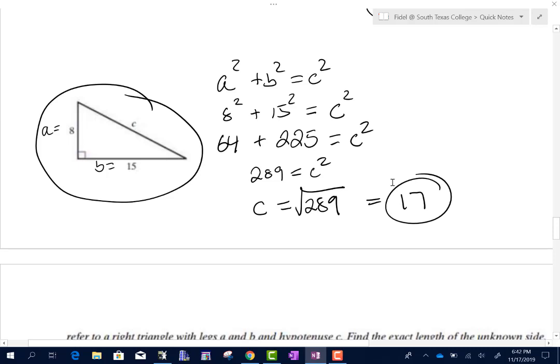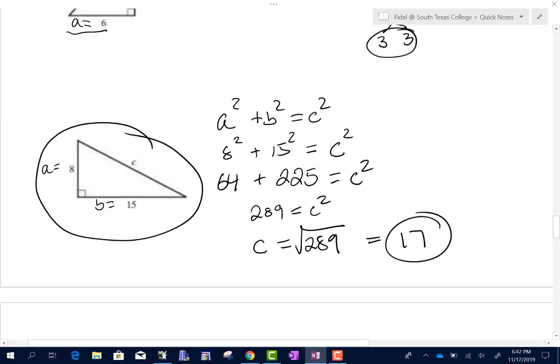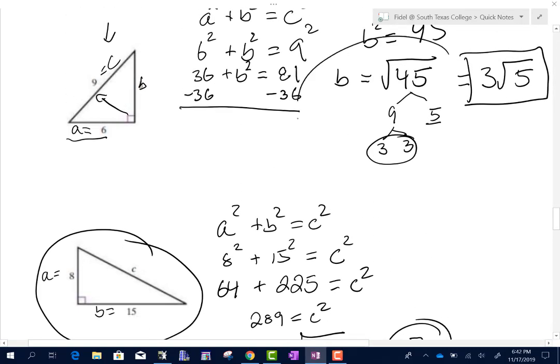If you're not certain, try taking the square root of it. If you come up with a nice whole number, then we're good. If not, then we're going to have to do what we did in this problem right here, which was, let's go ahead and break down that number on the inside, okay?